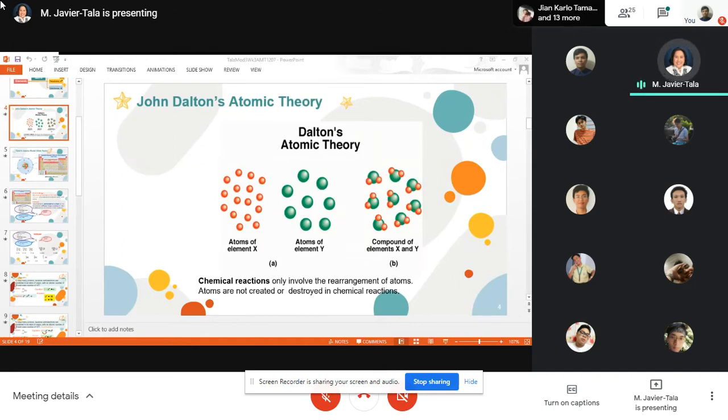So according to John Dalton, in a chemical reaction, like when you form your compounds, there will just be a rearrangement of atoms. And the atoms are not diminished when they form the compounds. So this atomic theory follows the law of conservation of mass, which means ideally, theoretically, the mass of your reactants would be equal to the mass of your products, but in actual practice, there are still losses.